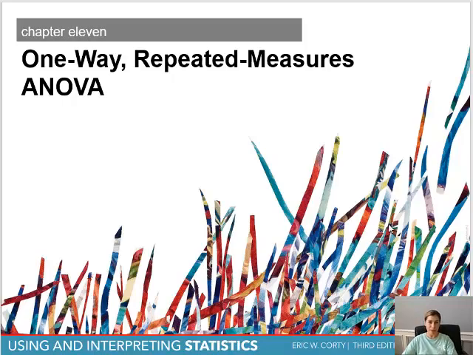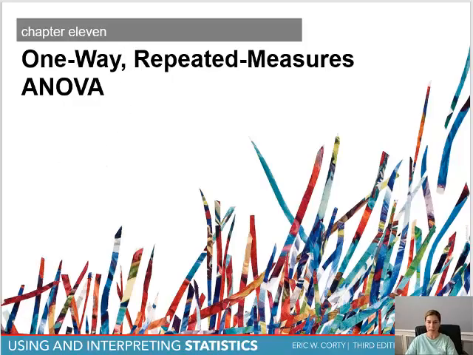Today I want to talk to you about repeated measures one-way ANOVA. So this is an ANOVA that is slightly different from the one that we had talked about before. Really the only difference is that whereas in chapter 10 we talked about an ANOVA that dealt with samples that were independent from one another, this is an ANOVA that looks at samples that are dependent.